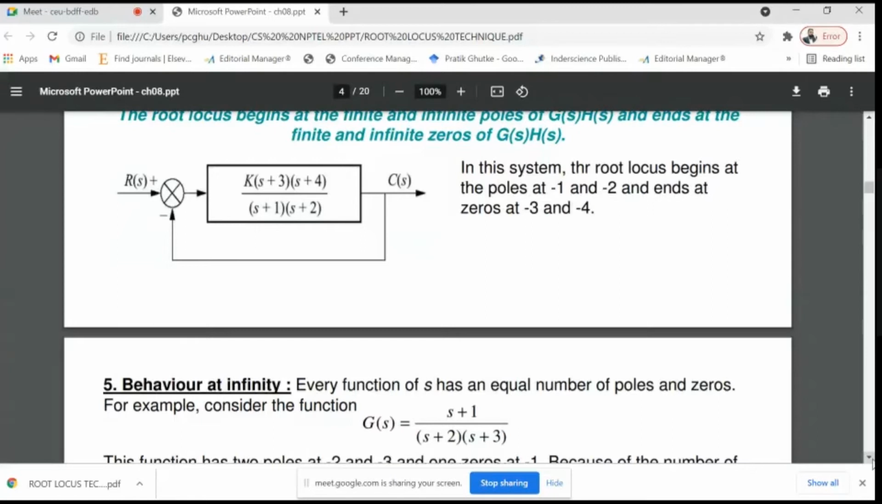For this transfer function, G(s) equals (s plus 1) divided by (s plus 2)(s plus 3). How many poles are there in my system and how many zeros? And tell their number. One pole and two zeros. Bhupesh, you are wrong. Poles, I said, are in the denominator. So there are two poles and one zero.